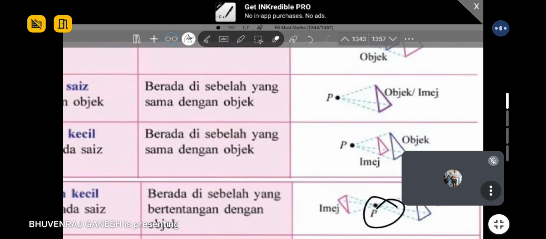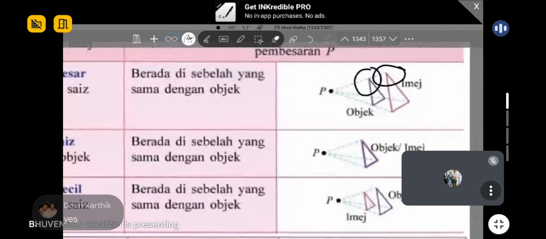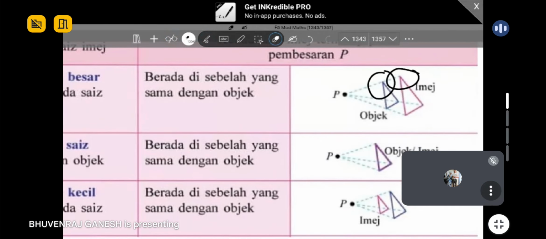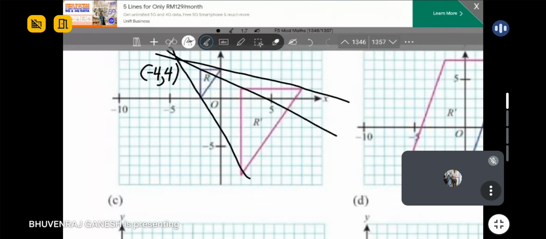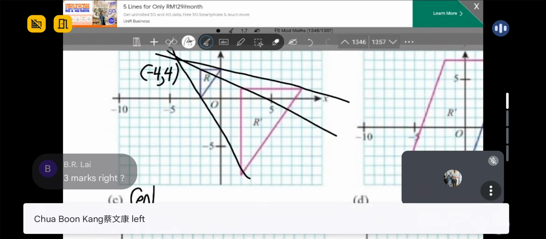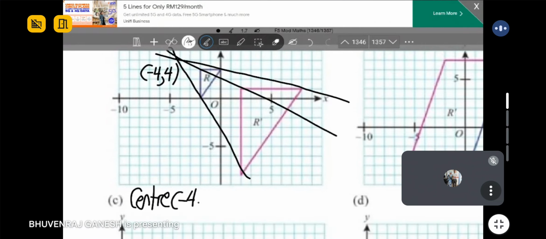Everyone understand? Make sure you consider negative and positive. Don't just assume everything is positive. Okay, boleh jadi negatif juga. So you must check and see. Alright? So, yeah. Okay, so basically, how to describe? You will say enlargement, pembesaran, center. Okay, enlargement no need lah. Enlargement kita tahu. Okay, so you just say center, negative 4, yes. And then scale factor, faktor skala 3.